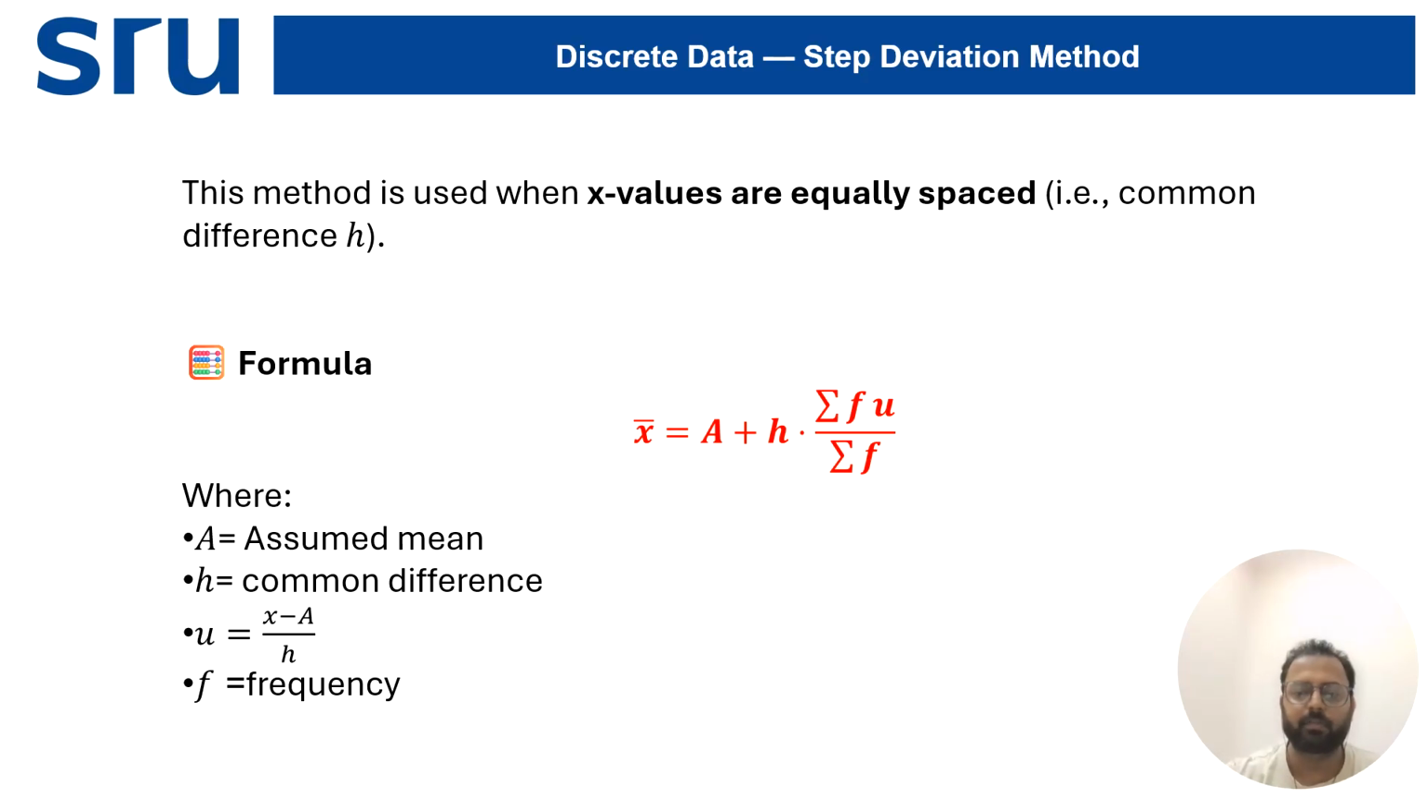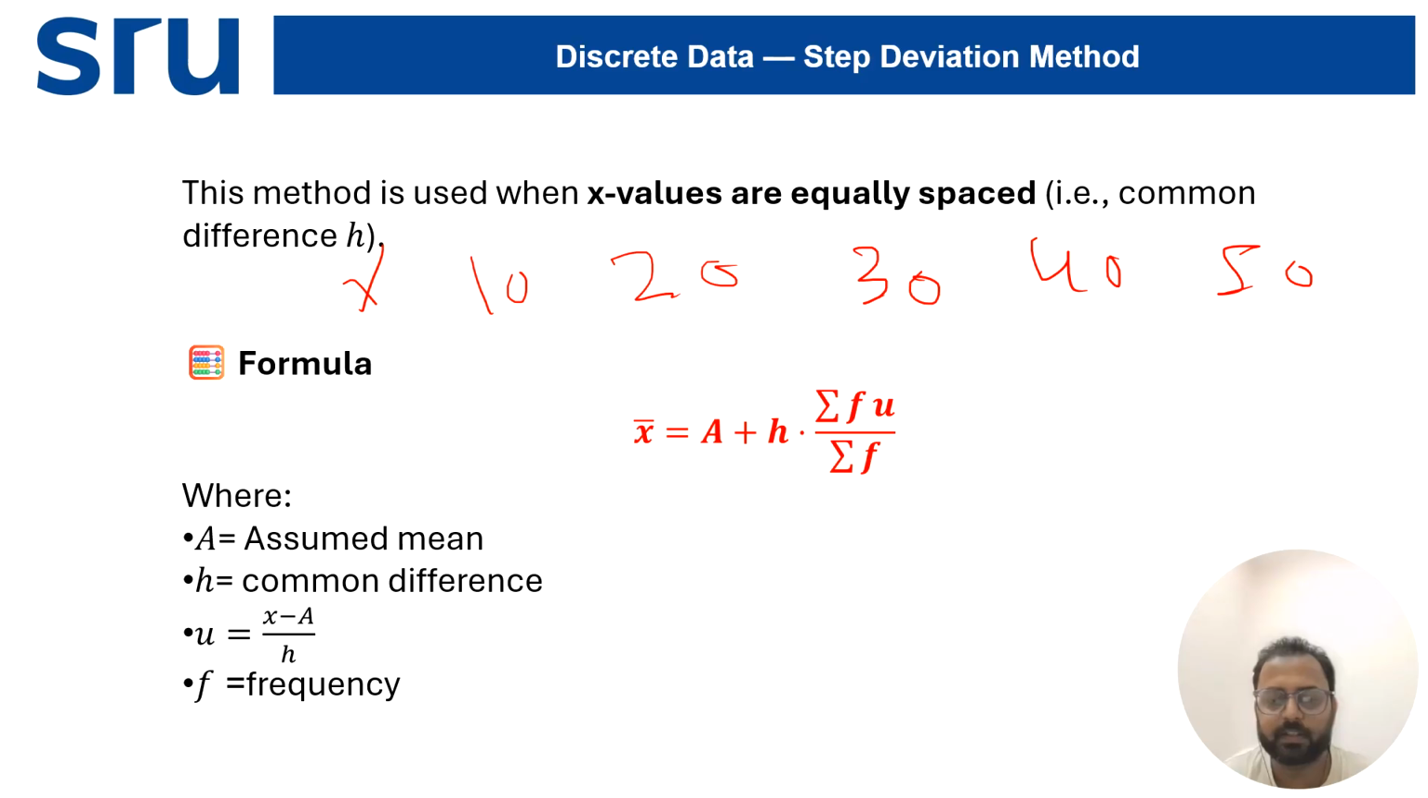Now come to the next method. The next method is the step deviation method. We use this method when x values are equally spaced with a common difference h, that is the same. Suppose the x observations are 10, 20, 30, 40, 50. Here we can see the differences: 20 minus 10 is 10, 30 minus 20 is 10, 40 minus 30 is 10, and 50 minus 40 is 10. So x values are equally spaced. We use this method when x values are equally spaced.